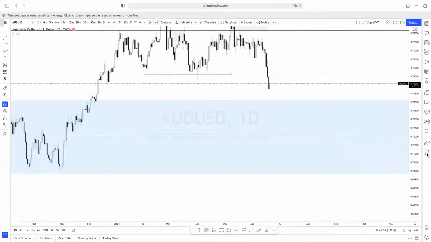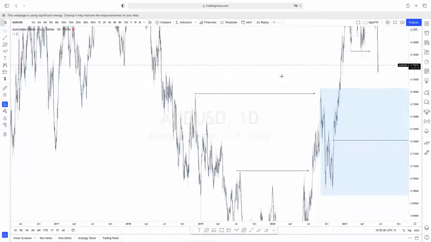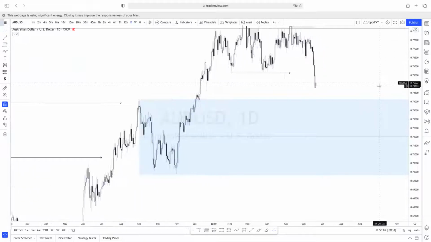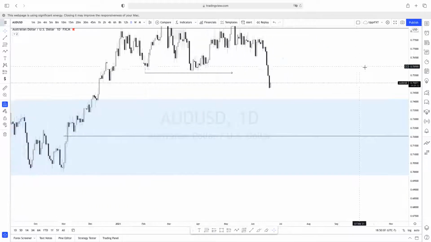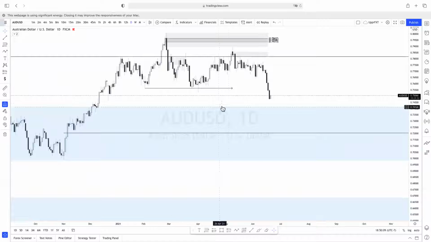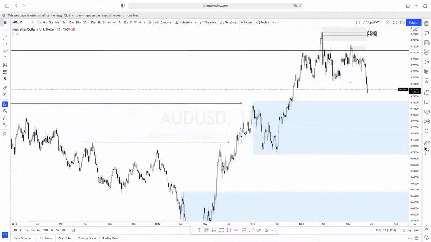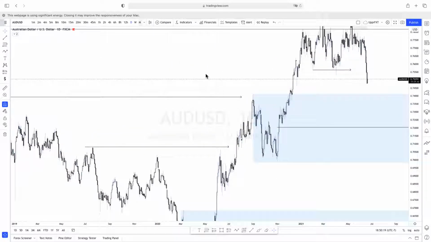So, regardless of pips or whatever, you can always use zones as POIs. And that's why I call them POIs, because they're points of interest. They can either be a point of interest for you to get in the market, or maybe stay out and watch how price reacts in that area, or they can be used for targets, right?